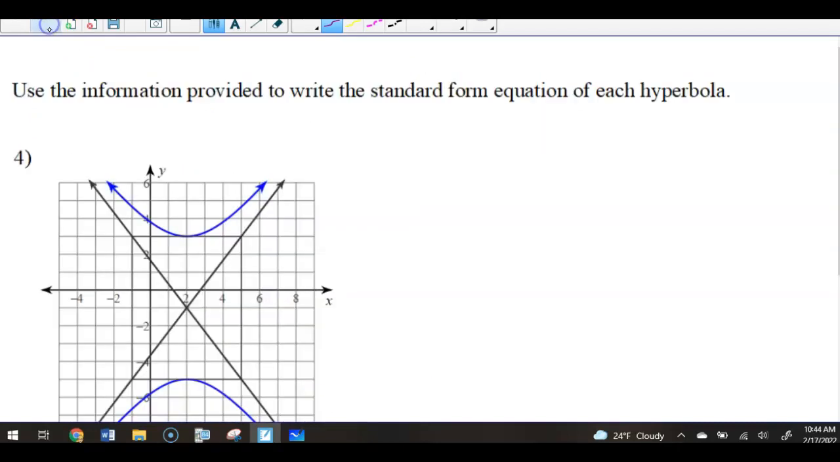Gonna skip this one. I think we already did this one, but I'm going to go through this again real fast because it's on the quiz. I believe you're given a sketch of one. So because this is opening up and down, I know I'm using this one.